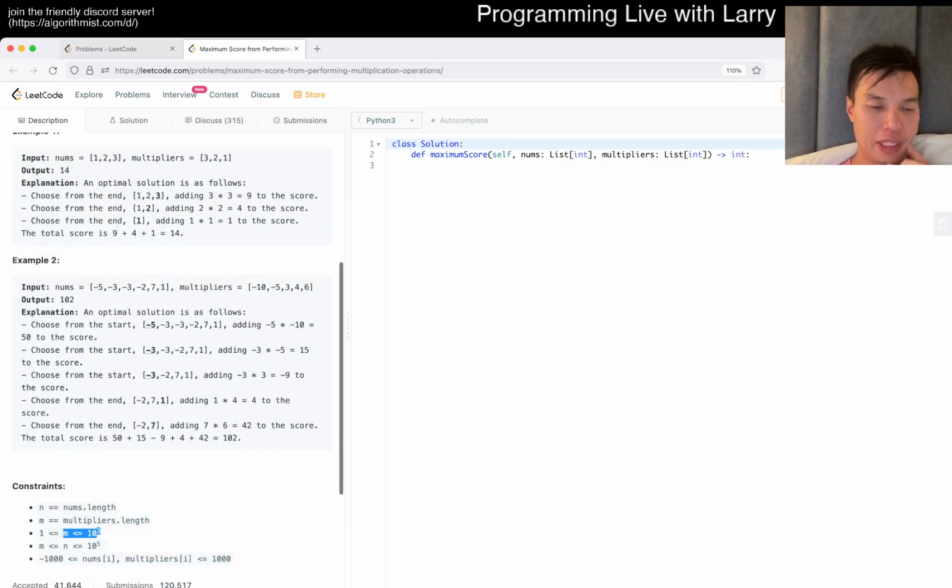Let's see, m is 10 to the third. So one thing that you may ask is, what's the complexity, right? I think it's very easy to confuse yourself with the complexity for this one. That may be the tricky part. I think this one is pretty okay. So let's go.